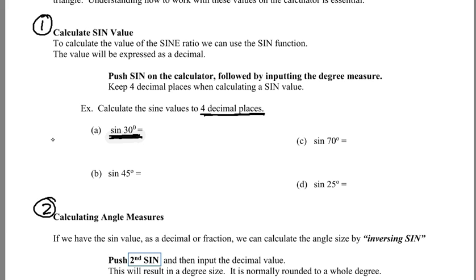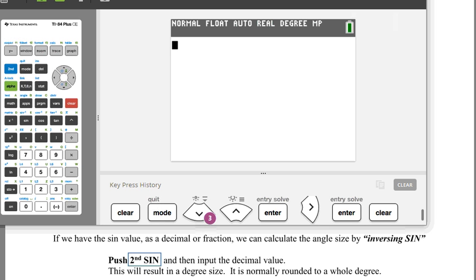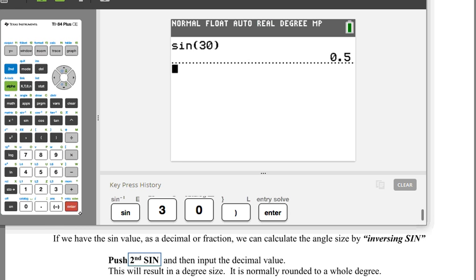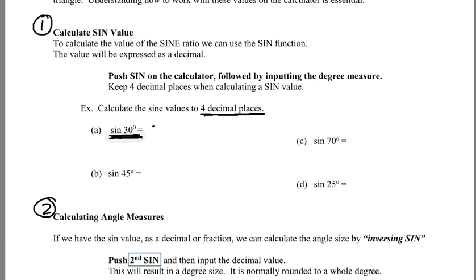So sine 30. If I'm on my calculator, I'm simply going to hit the sine button. You see that there's a bracket. You put the degree in, sine 30. Always make sure you close the bracket when you input, and then you hit enter. Well, look at that. Sine 30 is a nice simple value. Like I said, there's a couple, but most of them will be big decimals.